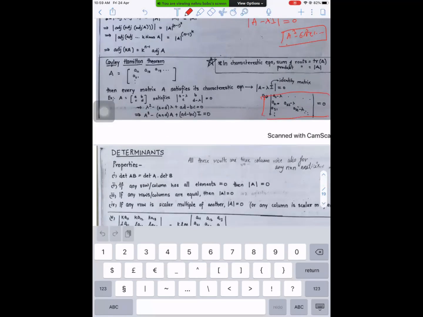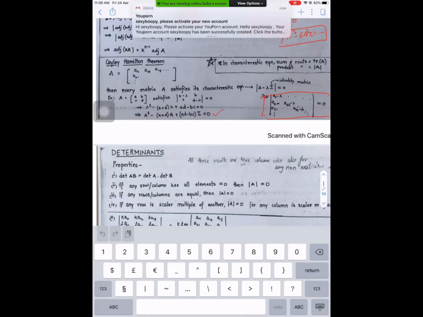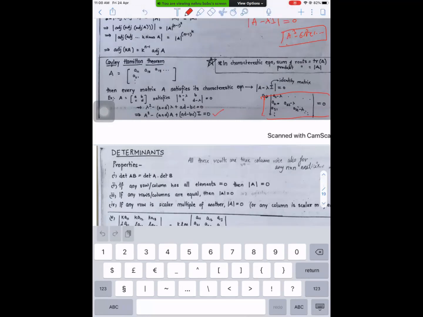From the principal diagonal, subtract lambda, find the det, and equate the det to 0. And at last, replace lambda with A. Whatever equation is there, that equation is always satisfied by your matrix. For example, if you take A equal to a, b, c, d, subtract lambda in the principal diagonal and the other things are the same. So if you simplify that equation, you get lambda square minus (a plus d) lambda plus (ad minus bc) equal to 0. It is always satisfied by the matrix.